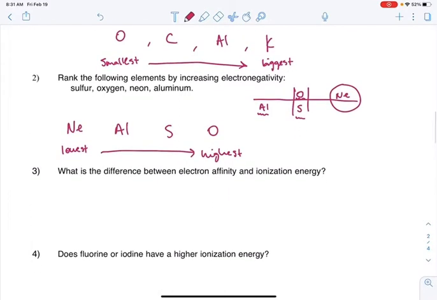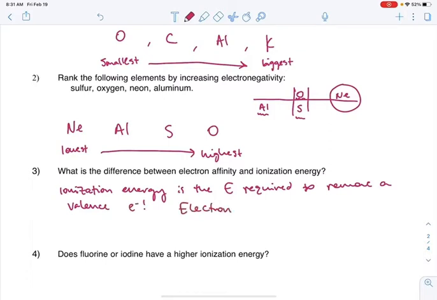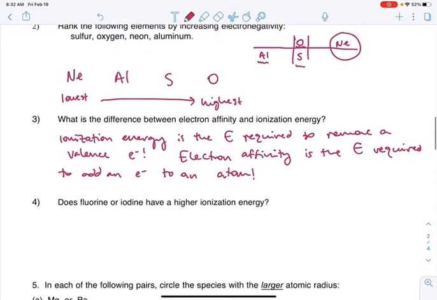So what's the difference between electron affinity and ionization energy? So ionization energy is the energy required to remove a valence electron. Electron affinity, you can almost think as it being the opposite, is the energy required to add an electron to an atom, right? So they're actually the opposites.